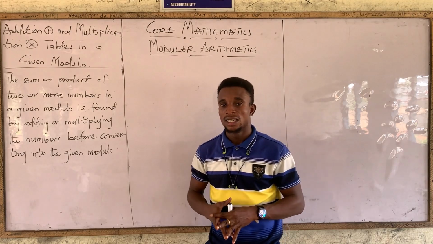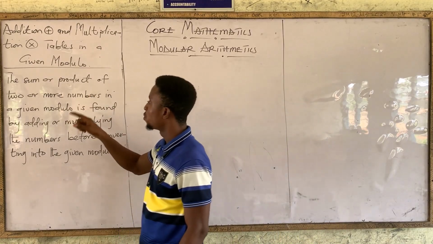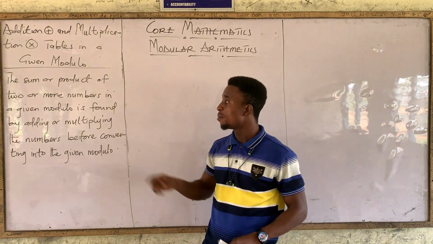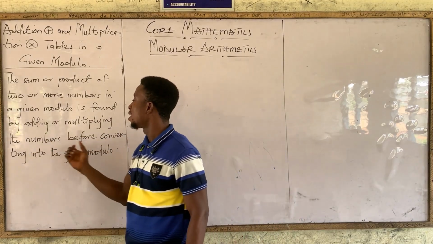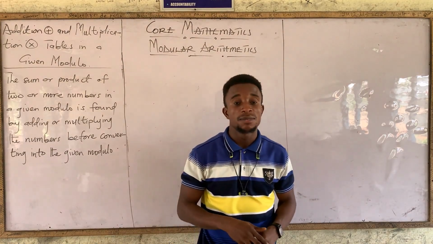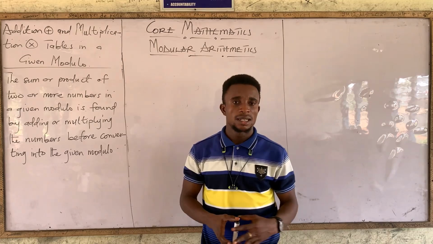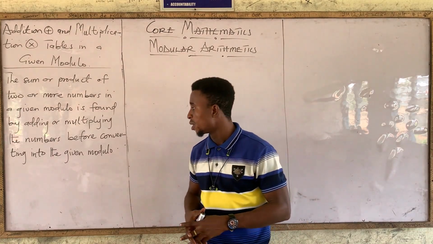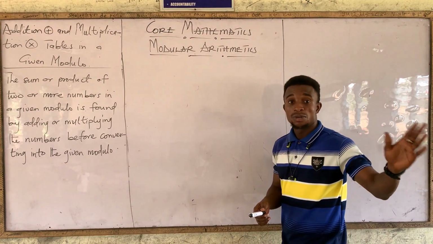Shall we proceed? So to do that, we are saying that the sum or product of two or more numbers in a given modulo is found by adding or multiplying the numbers before converting them into the given modulo. You see, we've been doing this before. Previously, that's what we were doing.